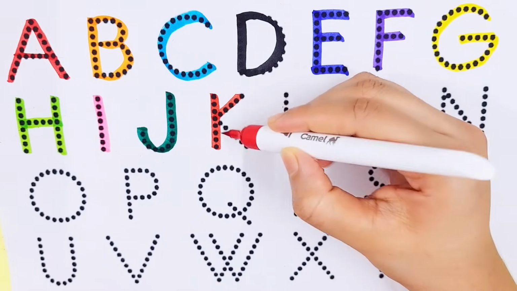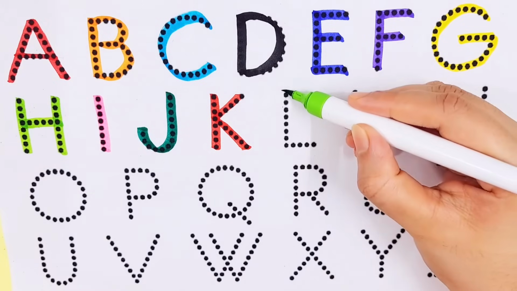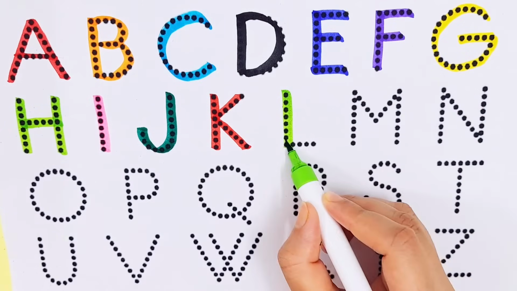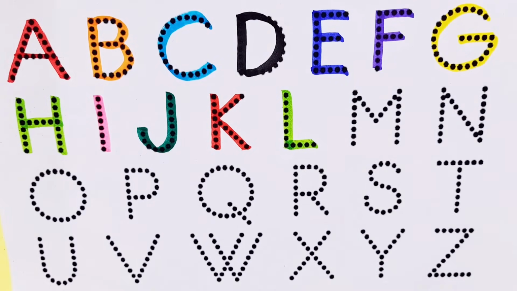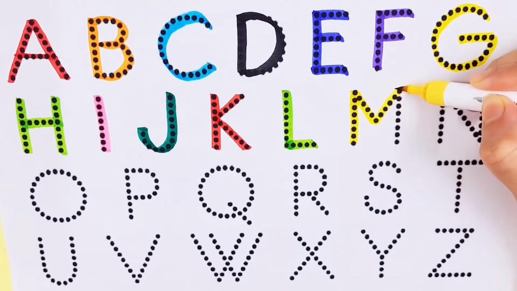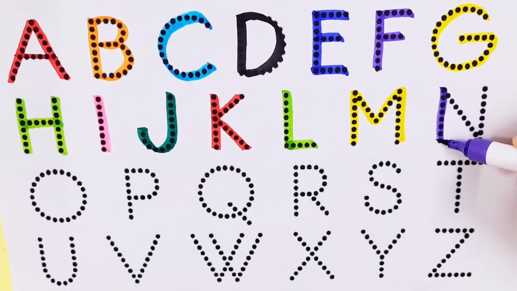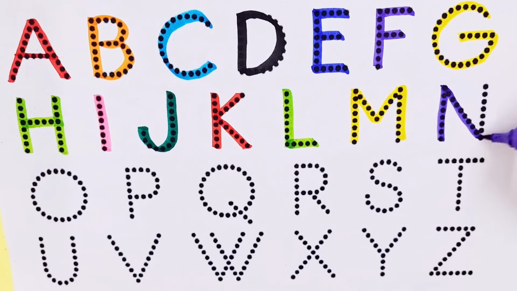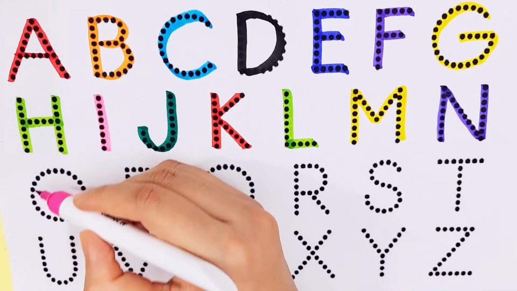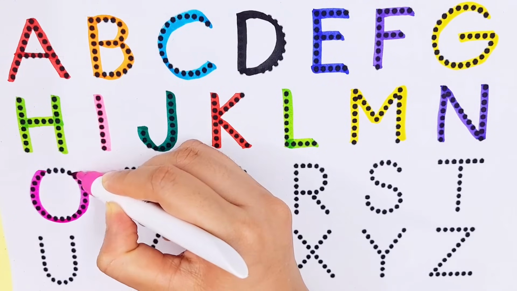K for kite. L for lemon. M for moon. N for nuts. O for octopus.